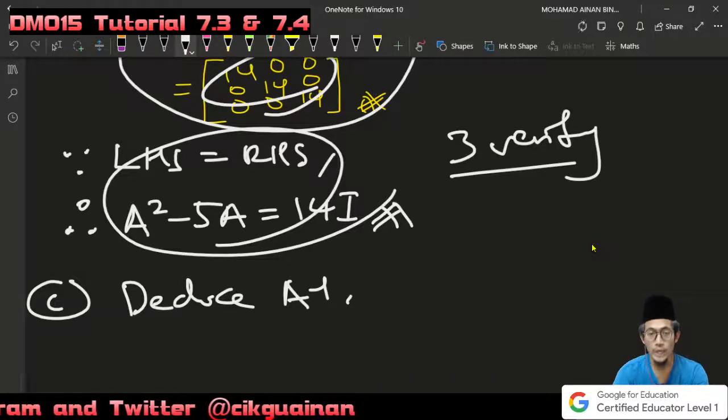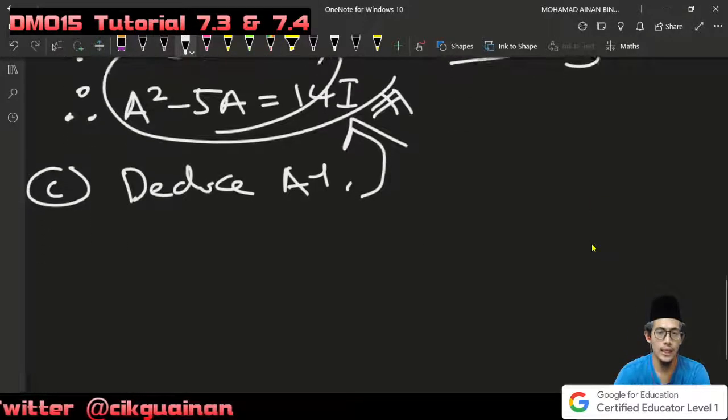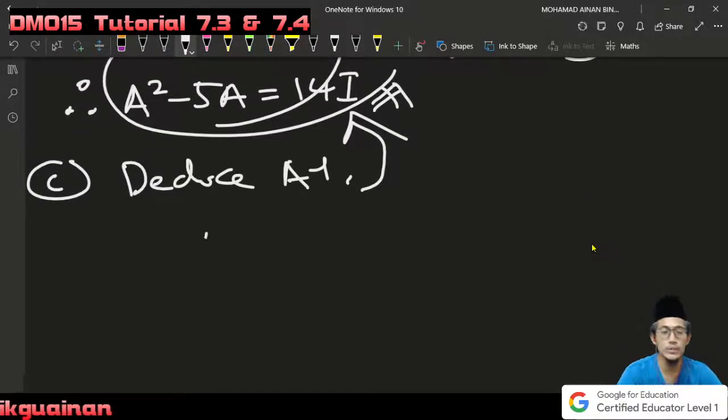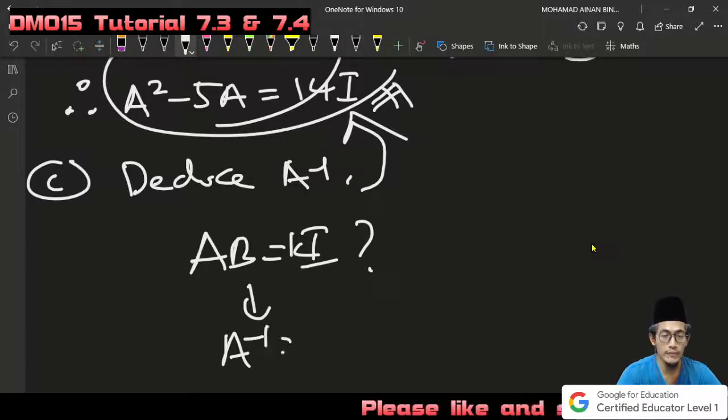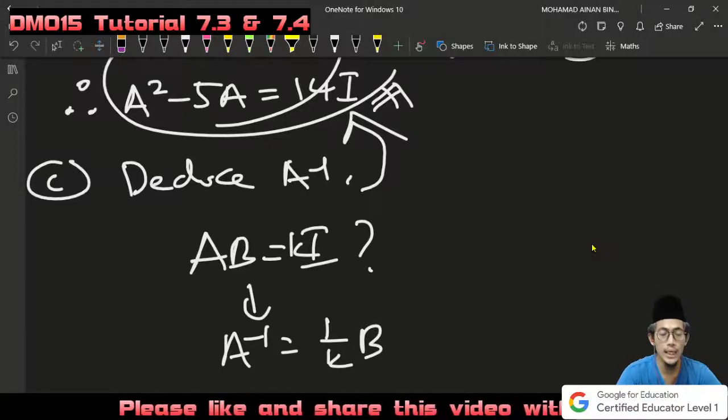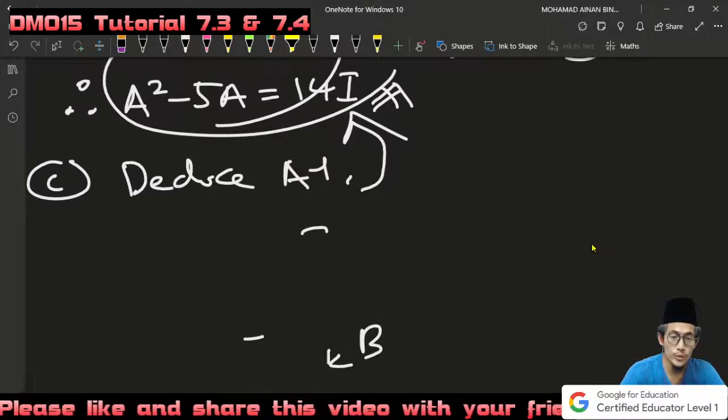Deduce A inverse from what? From this one. Before this, we deduced from A, B multiplied equals I, K I. And then we worked to get A inverse equals what? Earlier we got 1 over K, B. Now what should we do with this one?